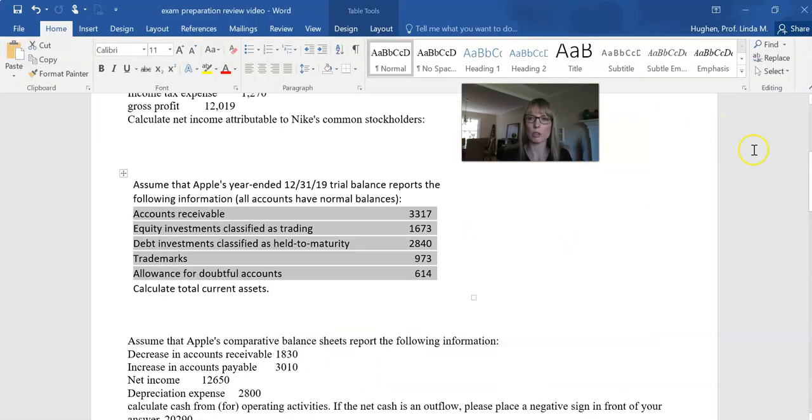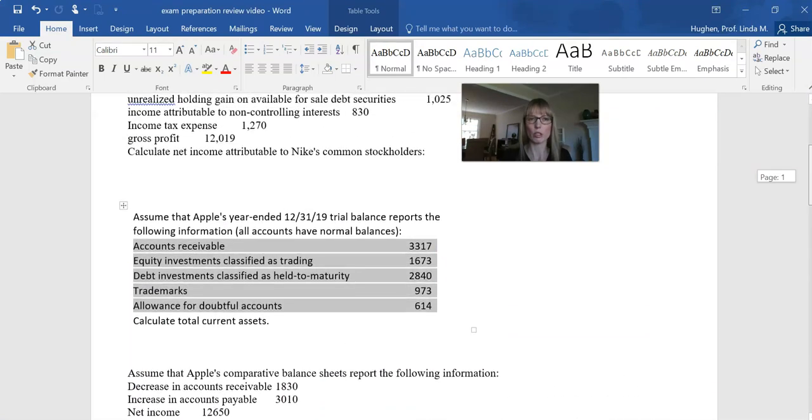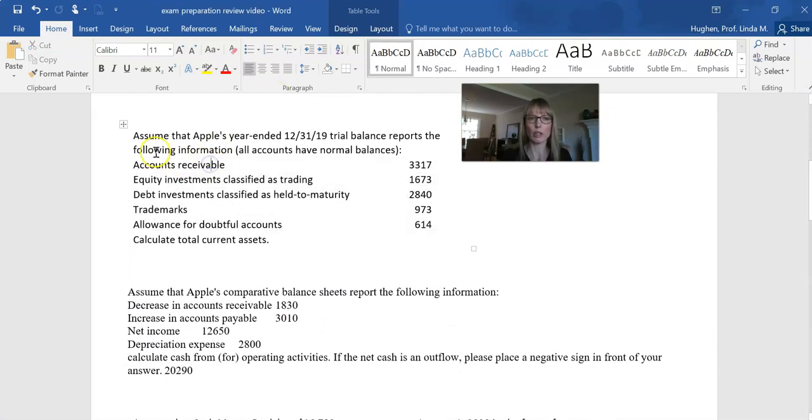Now in this example here, we have information for Apple's trial balance, and we need to calculate total current assets. We would know accounts receivable is a current asset. Equity investments classified as trading: we did this in the video, we've probably walked through it in a class example. If it's classified as trading, that makes it a current asset. If it's classified as held to maturity, that puts it into the long-term investments section of the balance sheet.